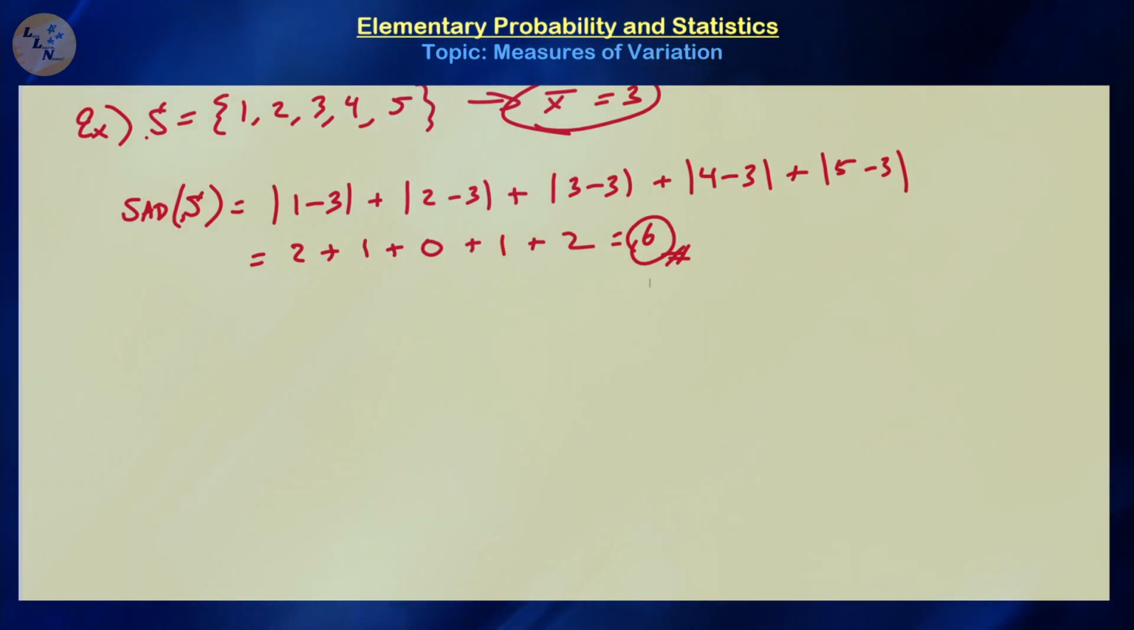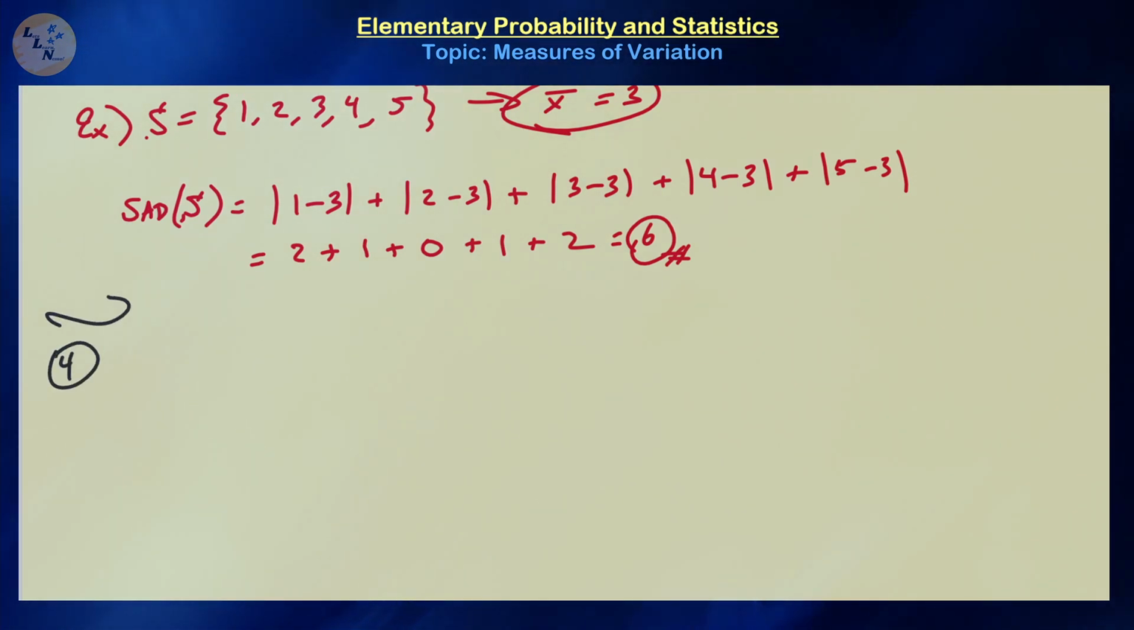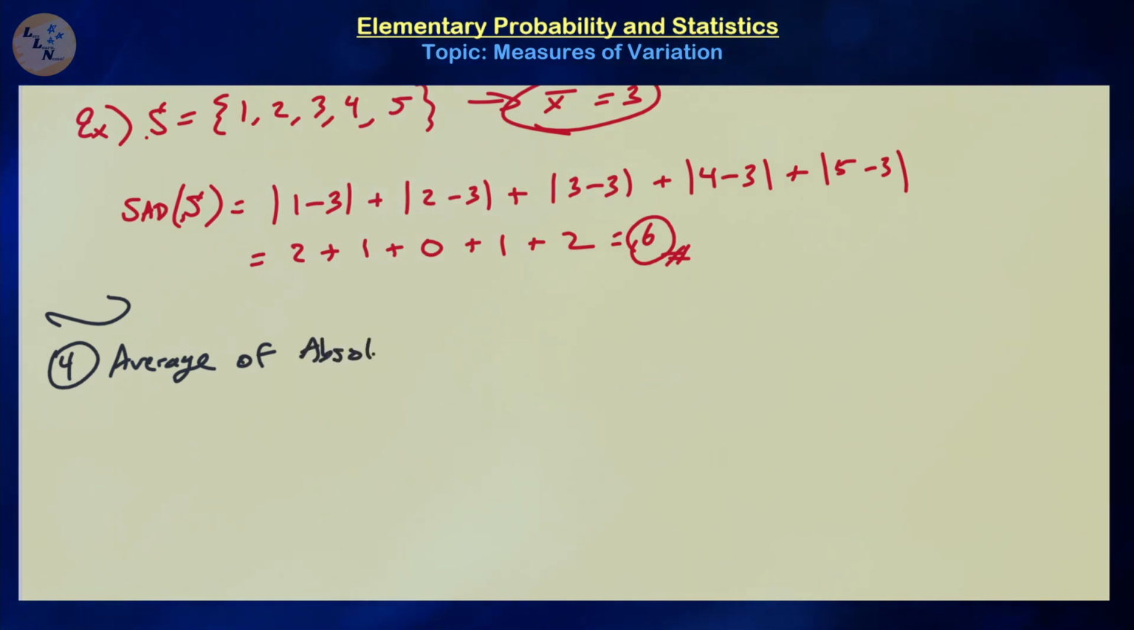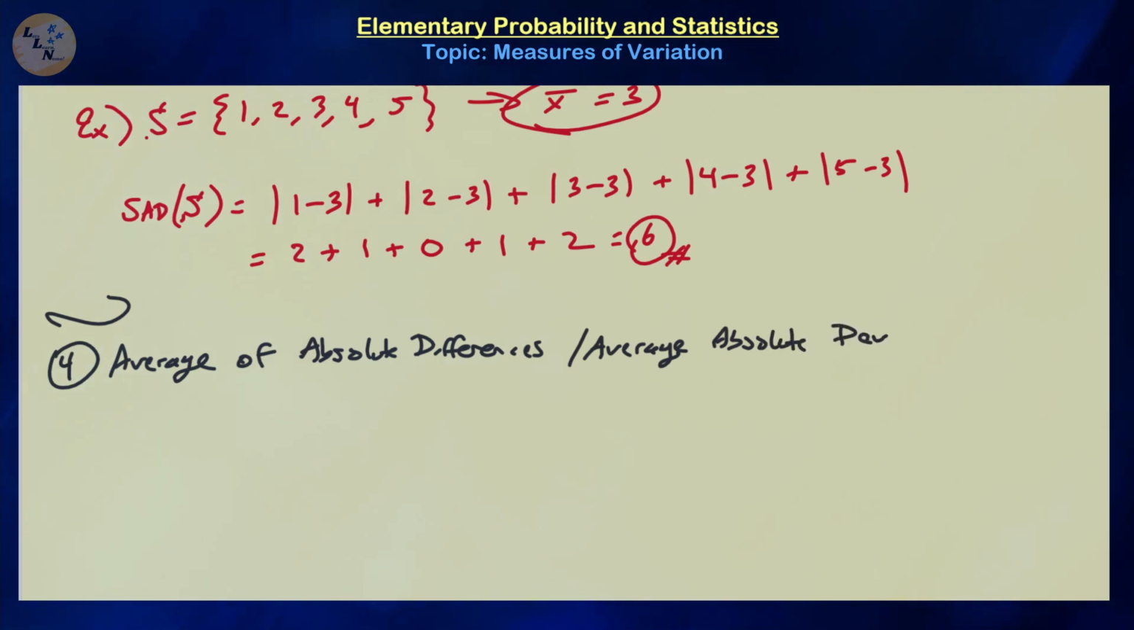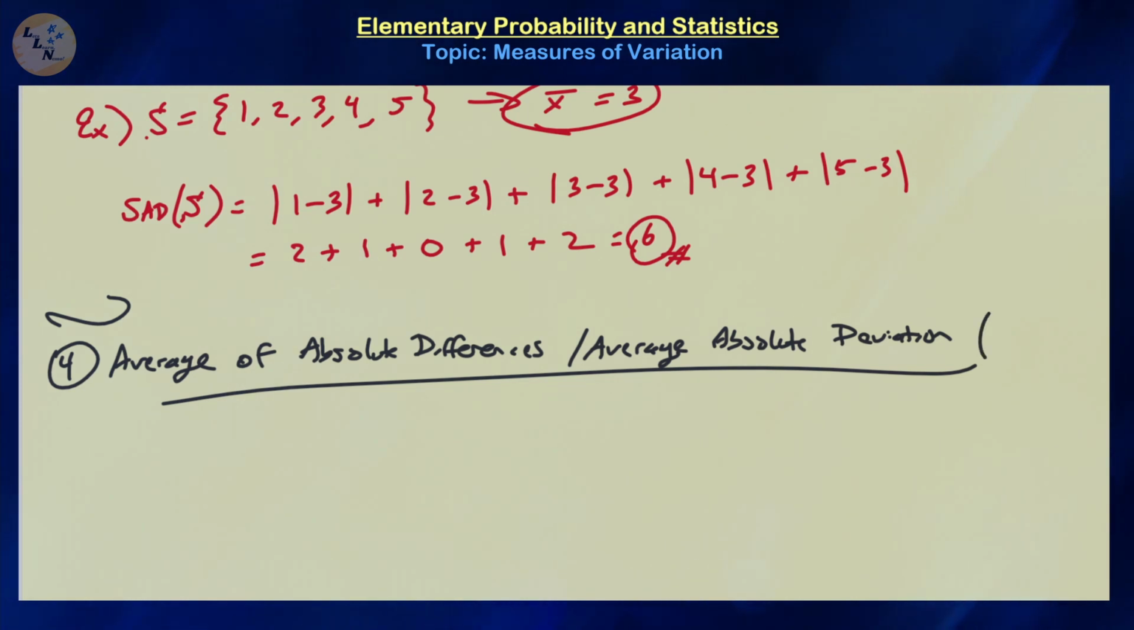So is it possible that we can make this metric a little bit better? And the answer is, of course, yes. The next measure of variation is a modification of the sum of absolute differences, and this is called the average of absolute differences. Some people will also call this the average absolute deviation. Regardless of which term you use, it's abbreviated by AAD.